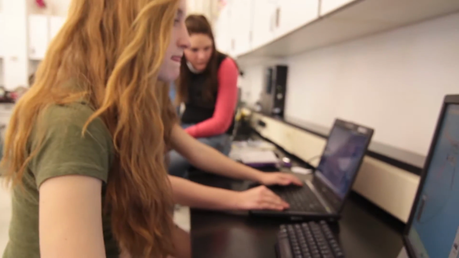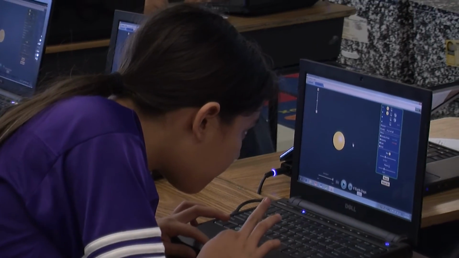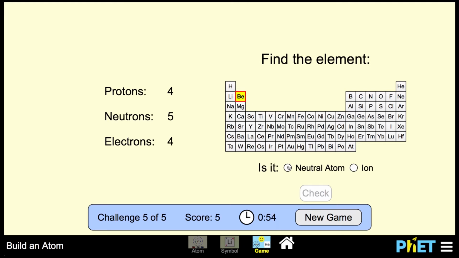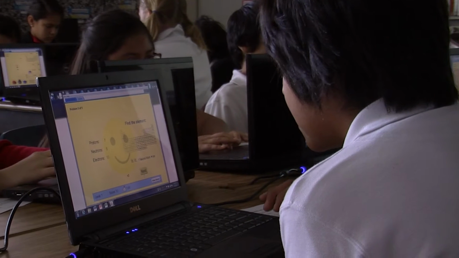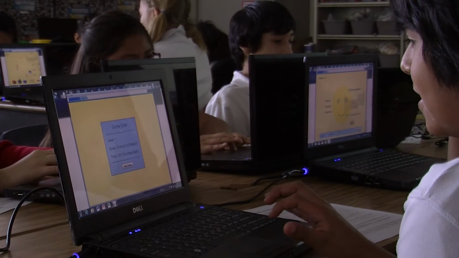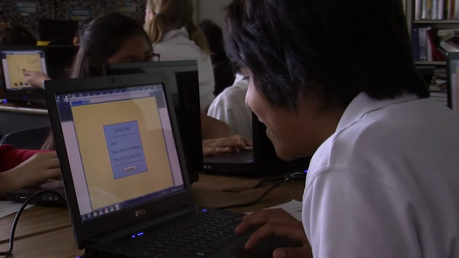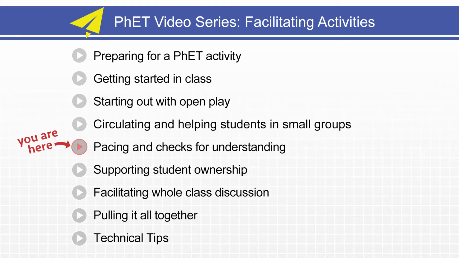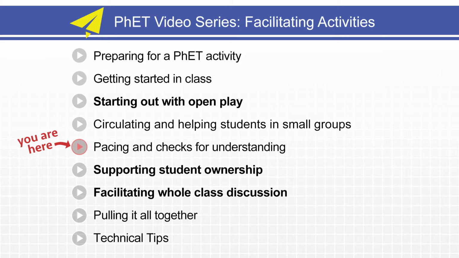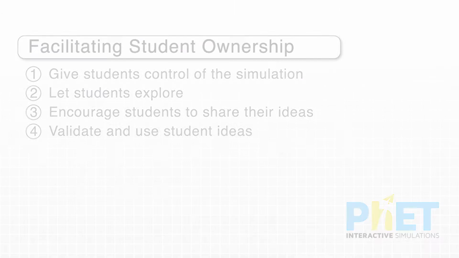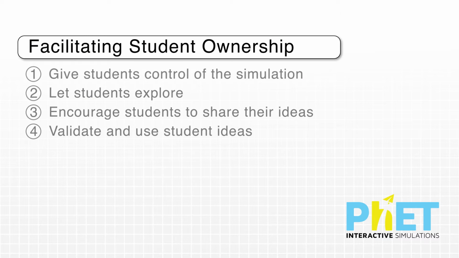Ownership can be very motivating, and motivation is one of the most important factors in helping students learn. If students are able to have a sense of control and choice, they are more likely to engage with the simulation and learn. Many of the facilitation tips in our other videos can be used to encourage student ownership. In this video, we will highlight 4 key ingredients for encouraging student ownership.